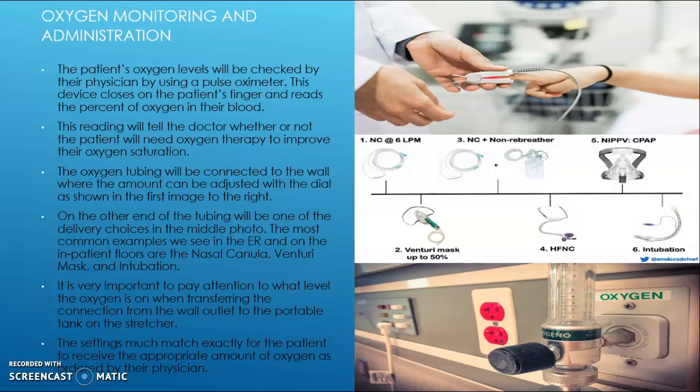It's very important to pay attention to what level the oxygen is on when transferring the connection from the wall outlet to the portable tank on the stretcher. You can see on the bottom picture there, 1, 2, 3, 4, 5, all the way up. We have to make sure that that's on the same level when we put it on the tank. These settings must match exactly for the patient to receive the appropriate amount of oxygen as ordered by their physician, because you can have too much oxygen.